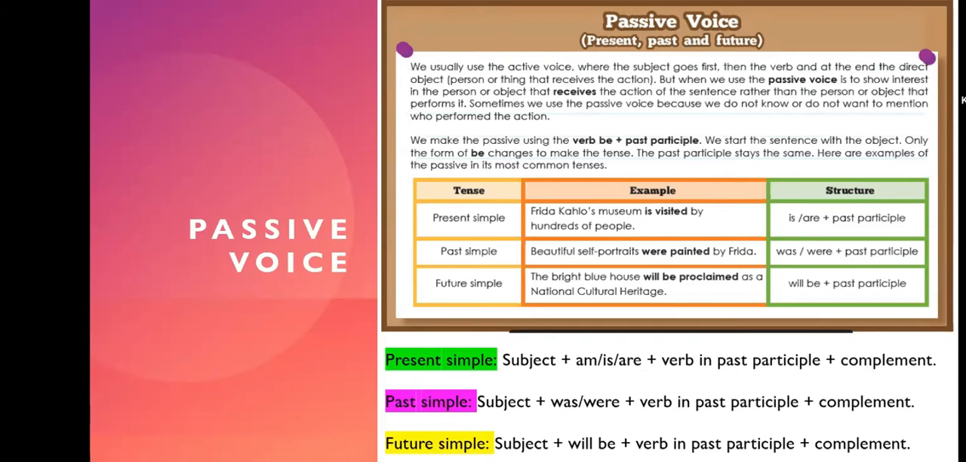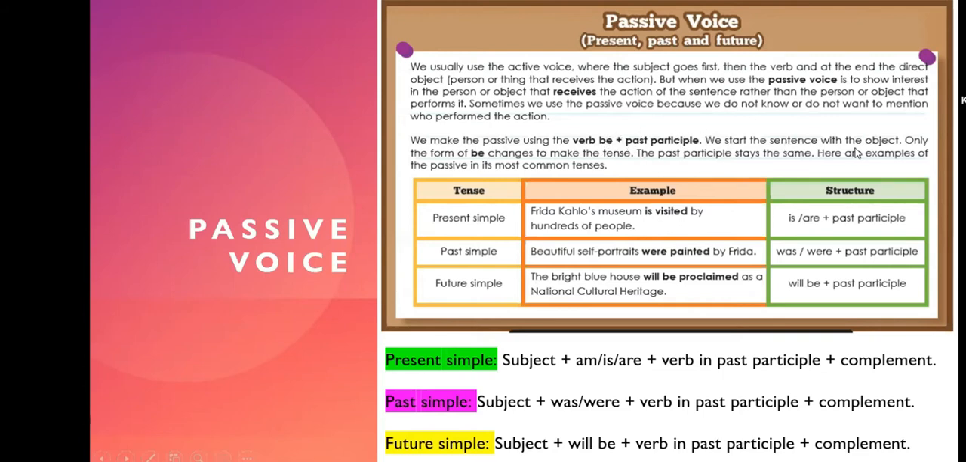What happens if we put lemons in the first place? We would say lemons were bought by my mom, okay? And that is passive voice. We use passive voice to show interest in the person or object that receives the action of the sentence rather than the person or object that performs it. Sometimes we use the passive voice because we do not know or do not want to mention who performed the action.